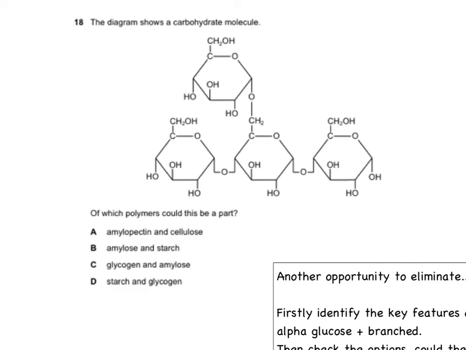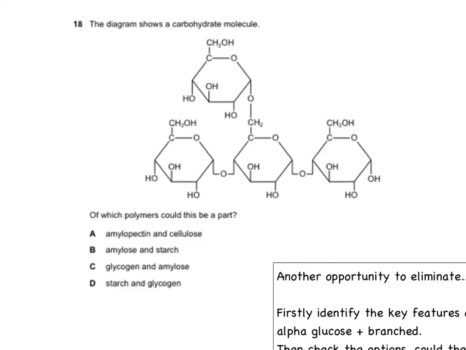So could these things be alpha glucose and branched? Amylopectin, alpha glucose and branched. Cellulose, no. Amylose is alpha glucose but not branched, so that's a no. Glycogen is branched and alpha glucose, but amylose is not. So by process of elimination, we're down with starch and glycogen. Now this is a funny one because obviously starch is made up of amylose and amylopectin, but amylopectin is branched and alpha glucose, and glycogen is branched and alpha glucose, so the answer must be D.